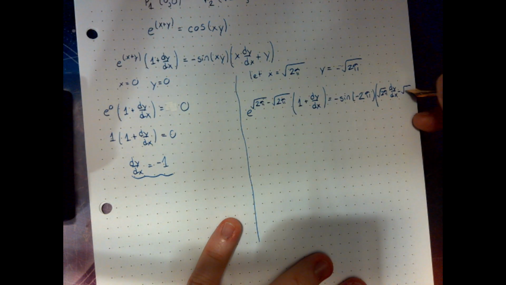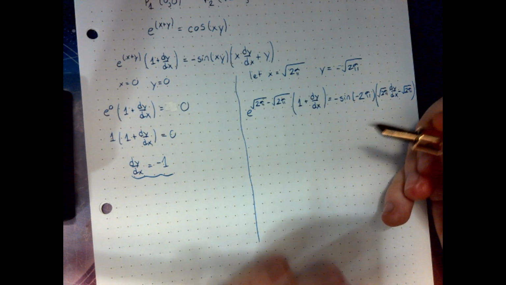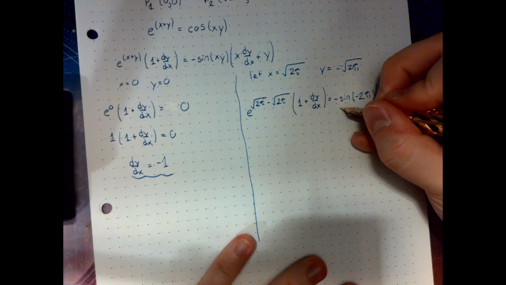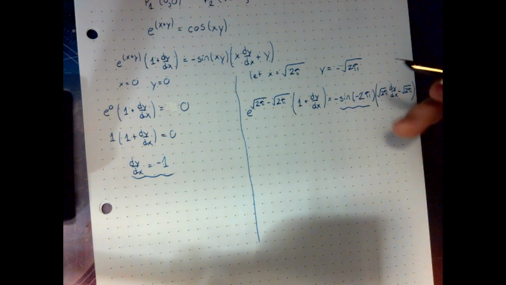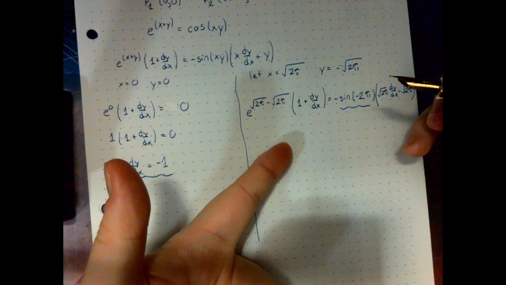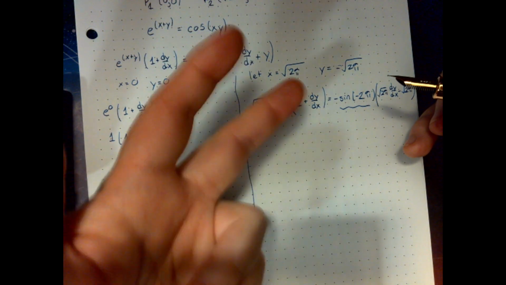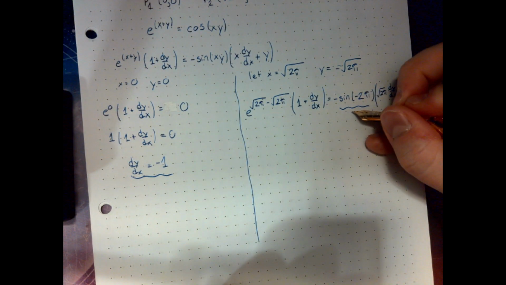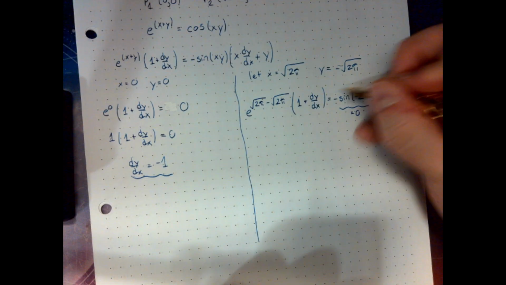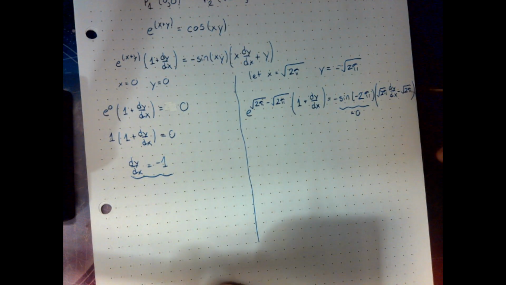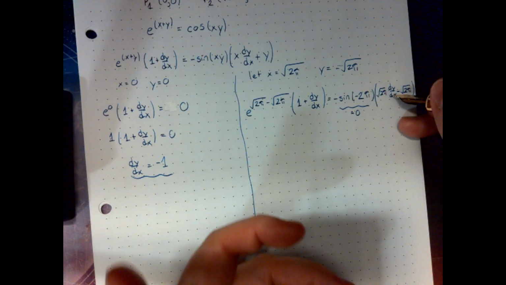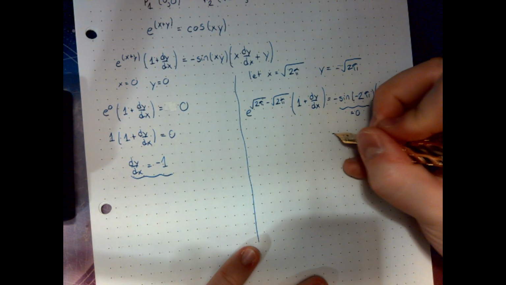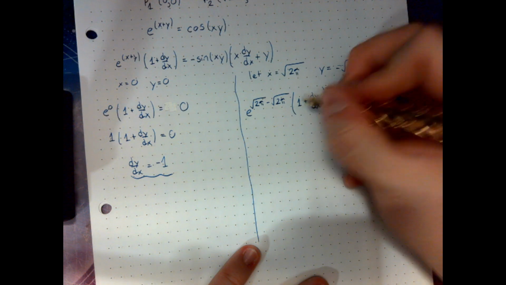minus 2 root pi. Now don't worry, I know this looks like it's going to be ugly, but we notice sine of 0, sine of pi, sine of 2 pi, and going backwards, sine of negative pi and negative 2 pi, this is just equal to 0. So once I know that this is 0, it's irrelevant what this bracket is, because it's just 0 times something. The entire right side of my equation becomes 0.